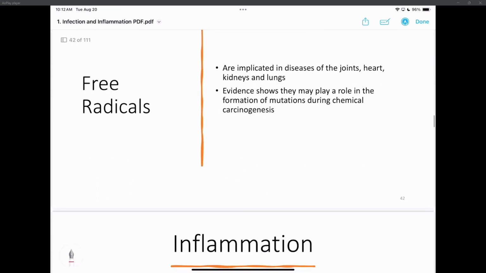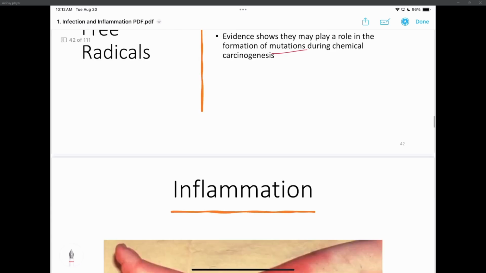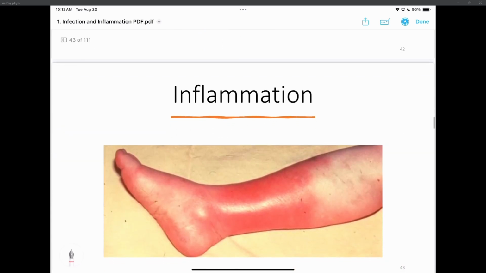And they're implicated in diseases of the joints, hearts, kidneys and lungs. They may play a role, obviously, in mutations as well. So free radicals, we're always trying to avoid those free radicals. Moving on to inflammation.